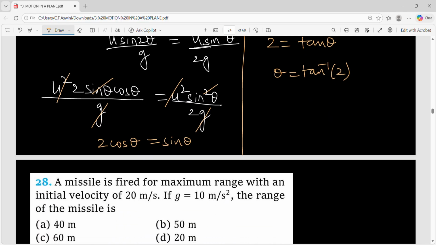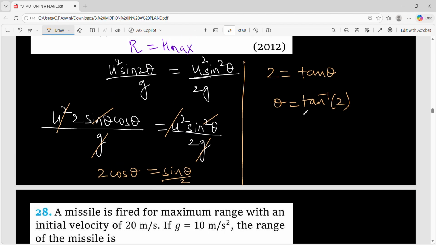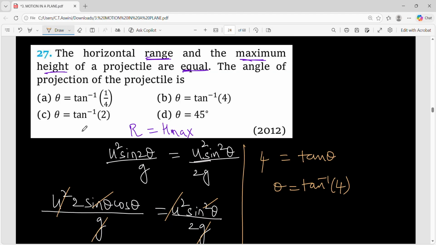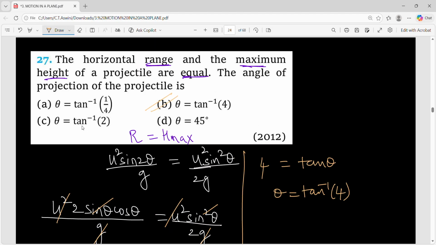We have missed this right here, sine theta upon 2. So this is not 2, this is actually 4. Something is missing here. See, on the right side, it is sine theta by 2, right? So it is 2 into 2, 4. So theta is equal to tan inverse of 4. Clear? So the answer is option B. See, tan inverse 2 is also there, so we have to be very careful. If you miss out even small numbers, you will not get the right answer.